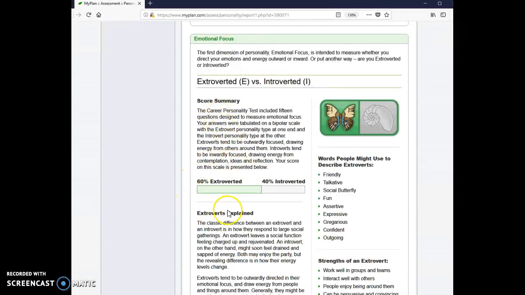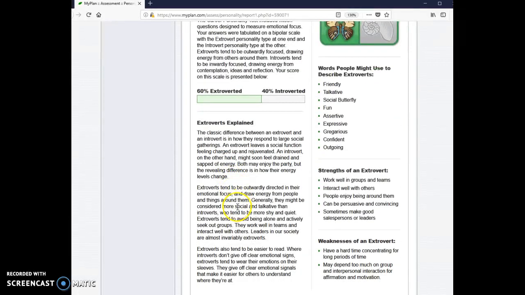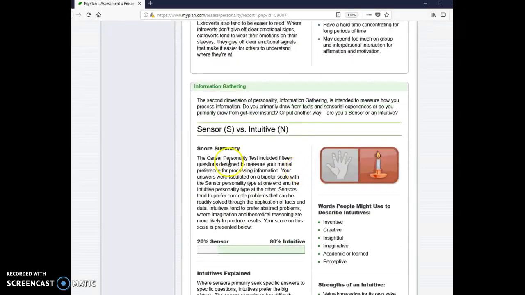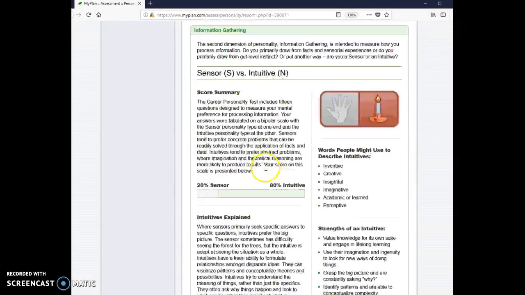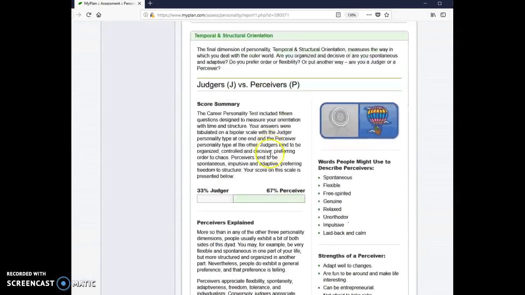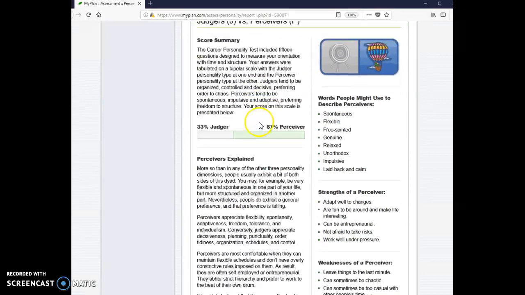So as an extroverted person, it will tell you the percentage of your extroversion. It will give you an explanation of what that means, plus it will give you words that other people might describe you with. It will also tell you your strengths and some possible weaknesses of being an extrovert in this case. It will go through the sensing and intuition scale, thinking and feeling, and finally judging and perceiving.